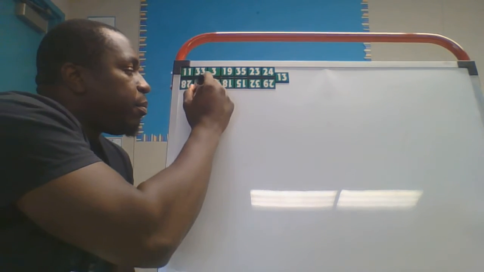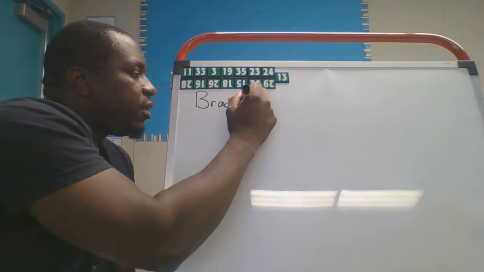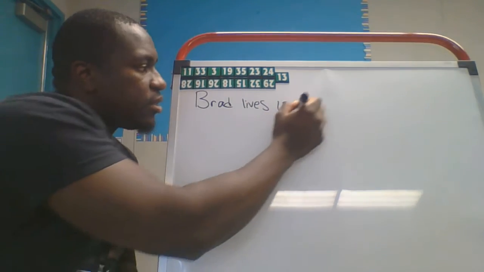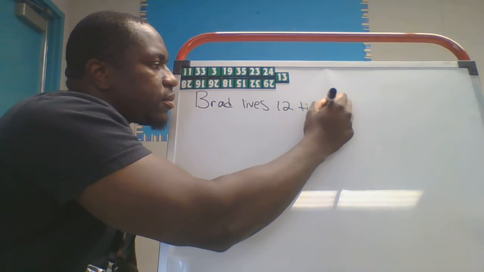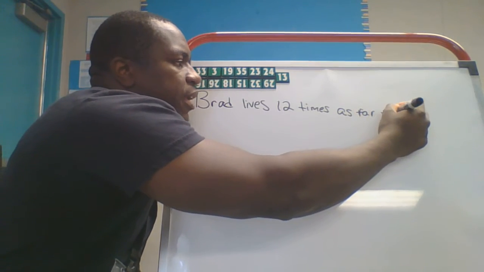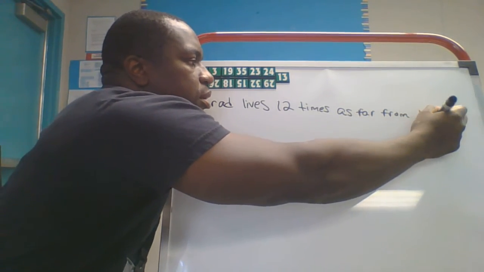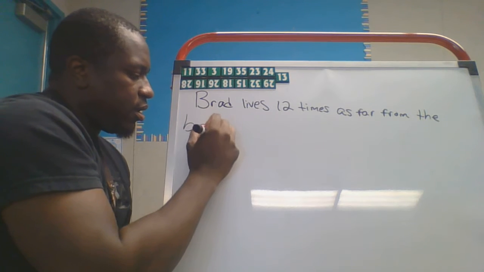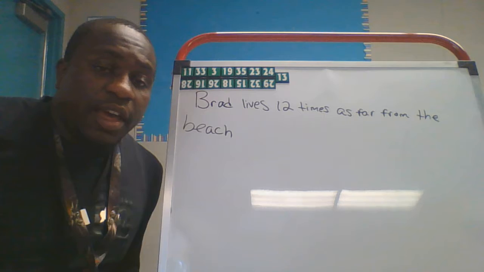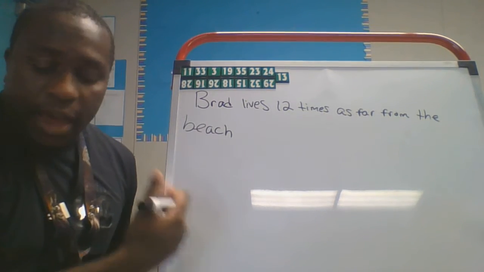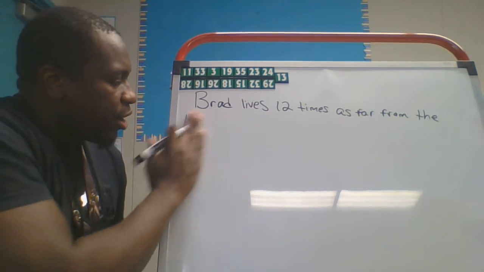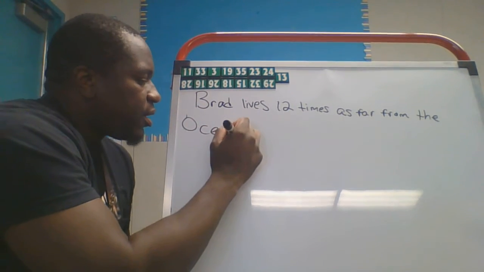So it says, Brad lives 12 times as far from the beach, and this is on page 145, question 4 from your book, just in case this writing is too small and you want to see it for yourself. From the ocean as Ginny.